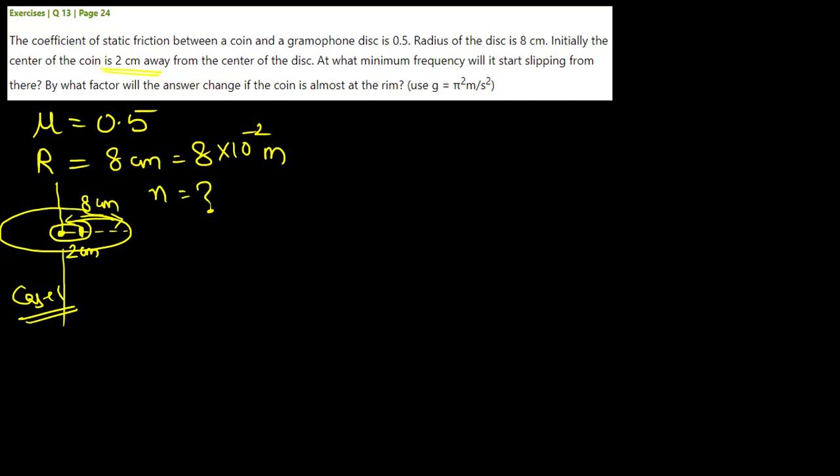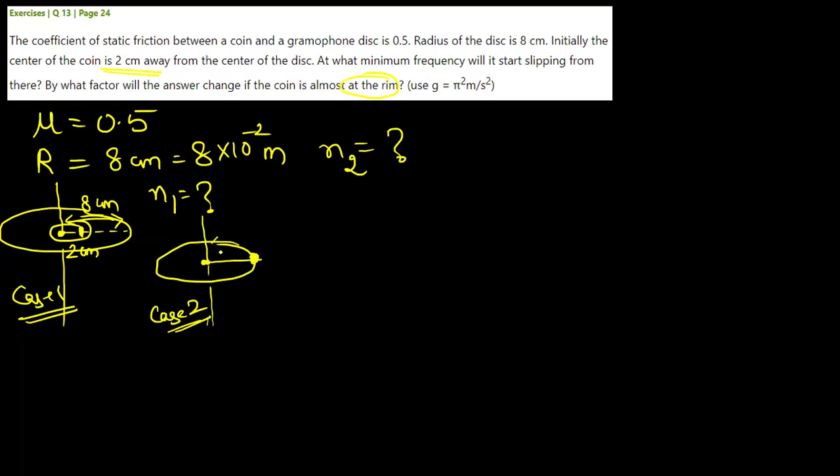In the second case, let me draw for the second also. So this is the gramophone, this is the center, this is the radius, this is the axis of rotation. In case 2, you don't need to draw the diagram. I'm just explaining that for your convenience. In the exam you do not need to draw the diagram. It is just for your understanding. In the second case, the radius is the same, but by what factor will the answer change? It means again you are supposed to find the frequency only. So let us give this as n1, this as n2. By what factor will the answer change if the coin is almost at the rim? Almost at the rim means right at the end, the coin has come here.